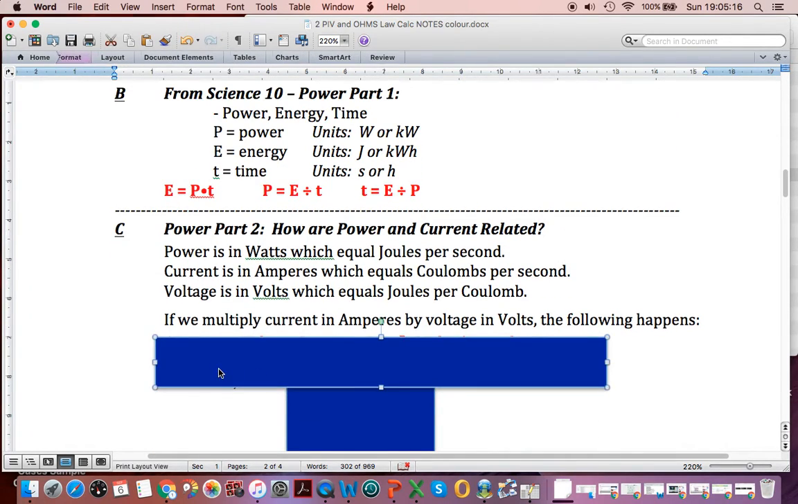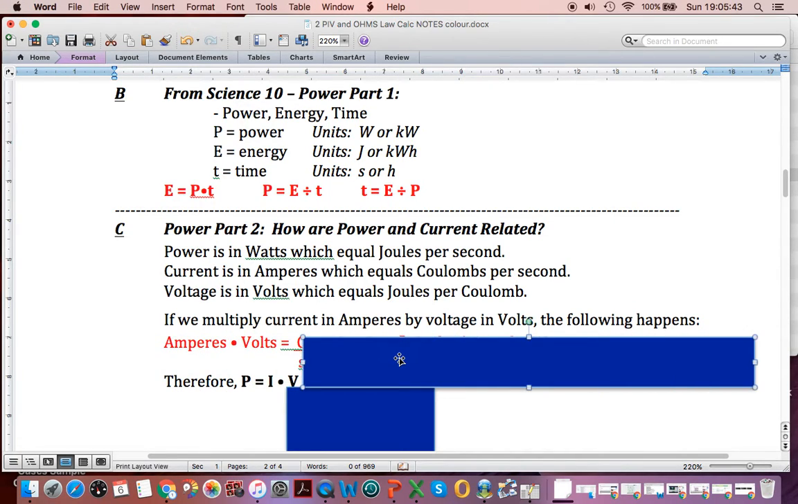All right, power part 2. Now we're going to link power and current and voltage together. So we know power is in watts, and it's the rate at which energy is used or produced. How many joules of energy made per second, or how many joules of energy used per second. Current is measured in amperes, coulombs per second is the flow rate, and voltage is the joules per coulomb. It's the oomph that electrons have.